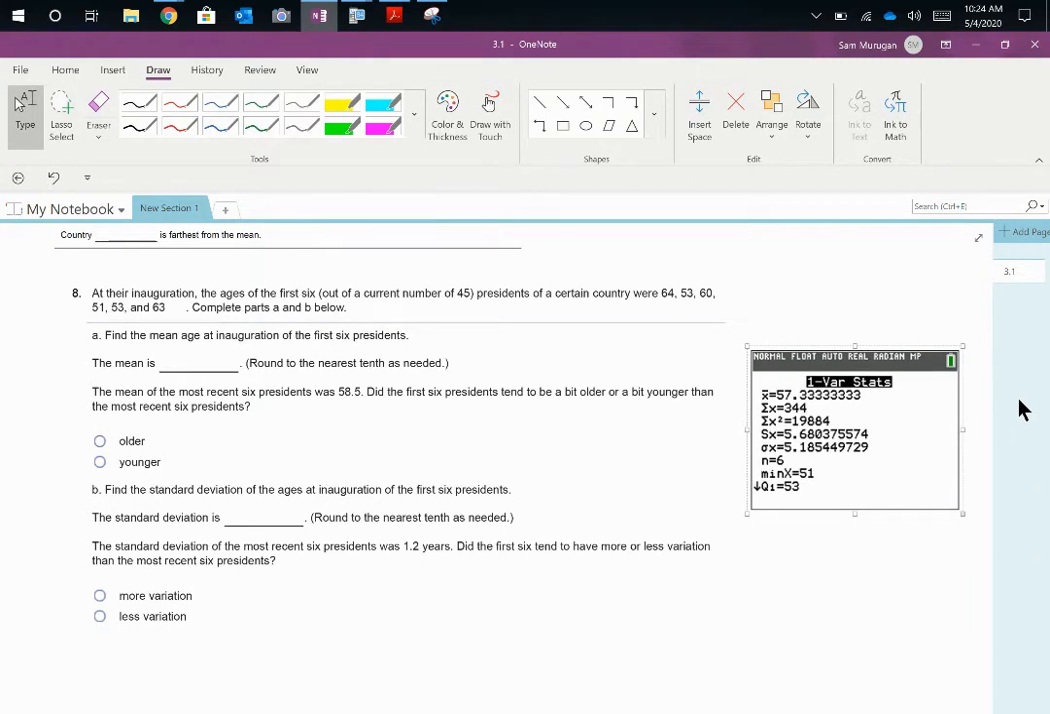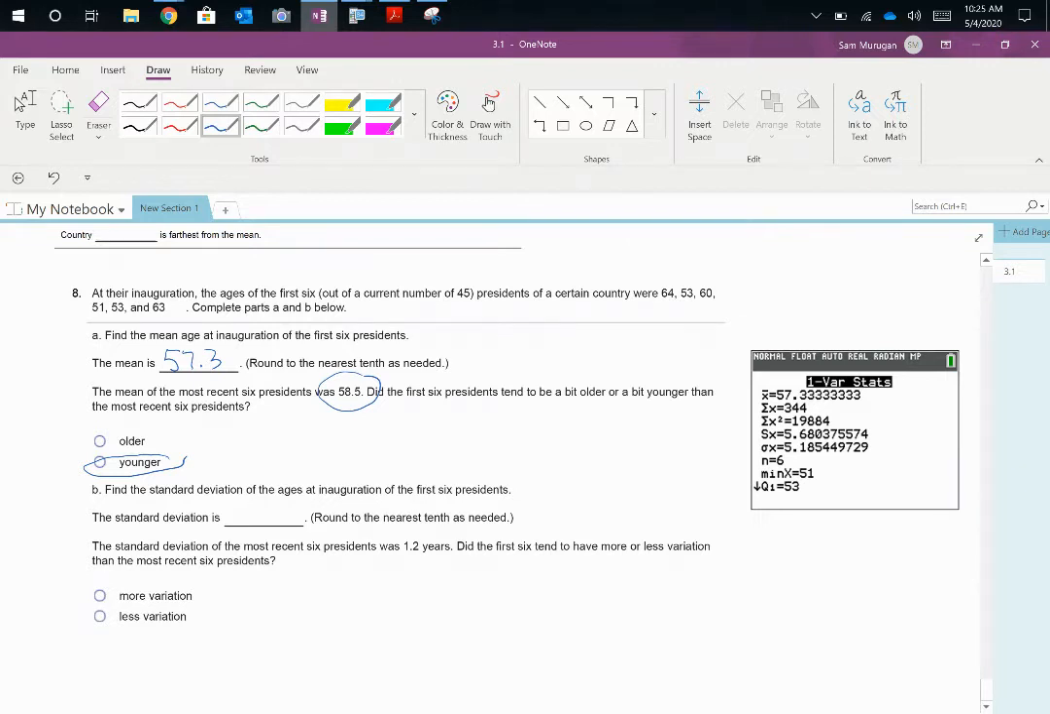So from this, we can see that the mean, the very first number, to one decimal place, rounded to the nearest tenth. Pay attention to what they're asking you for the number of decimal places. This obviously means that the mean of the most recent 6 presidents, rather than the first 6 that we had, is 58.5. So clearly, the first 6 presidents tend to be a bit younger because their average age was 57.3.